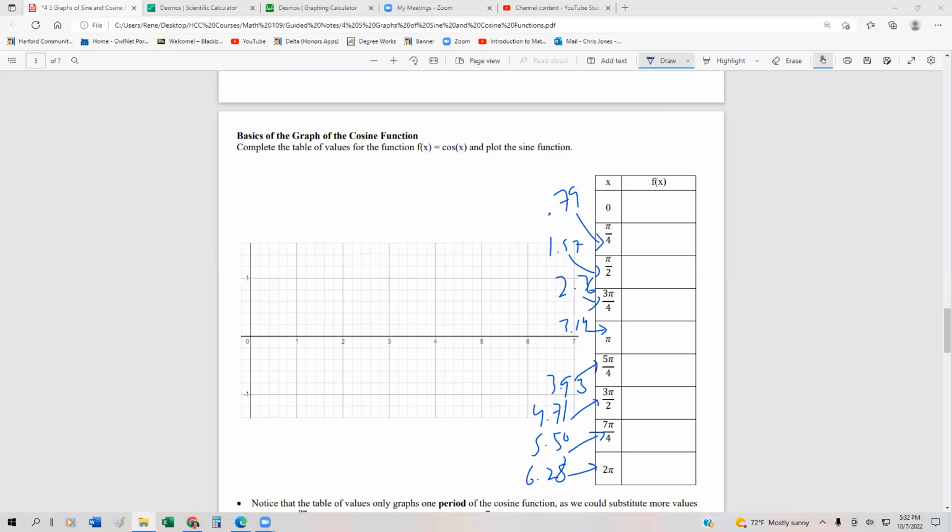Our previous two videos were centered on the sine function and what its graph looked like. So now we are going to plot the cosine function. Let's take a look at what the basic cosine function looks like. We have our function f of x equals cos x. We're going to complete this table of values, and then plot the cosine function.